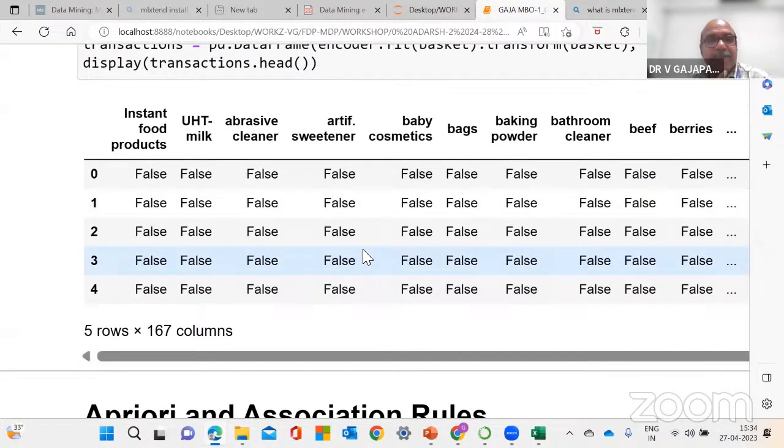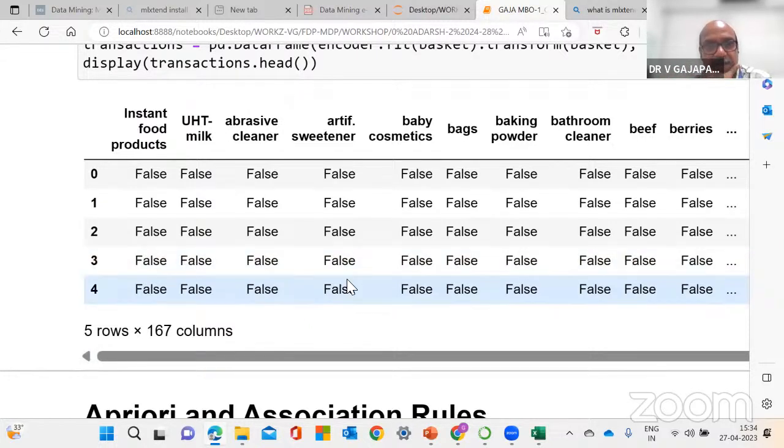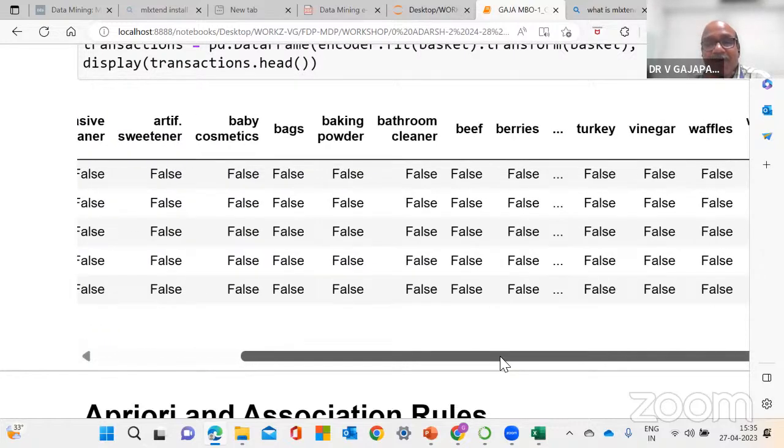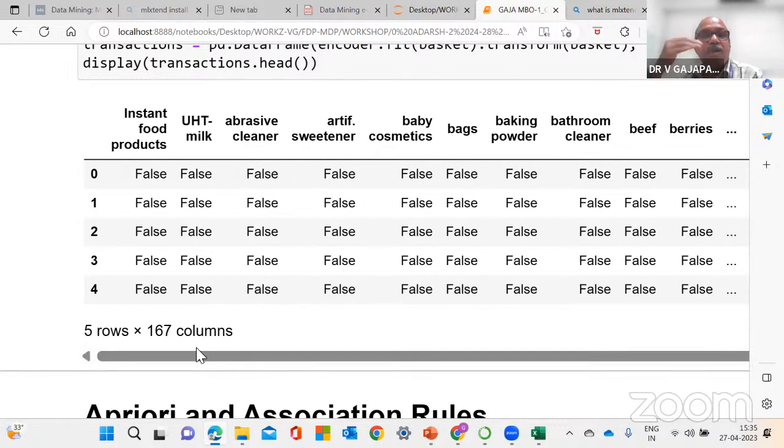Here you have to understand a little bit more now. One after another, we have been adding to our understanding in the MBA type analysis. See here, instant food products, UHT milk, abrasive cleaner, bags. These are all items. See here, 5 rows, 167 columns. What are these 167 columns? All are products. Now the products have gone to the column headings, and we are encoding into transactions.